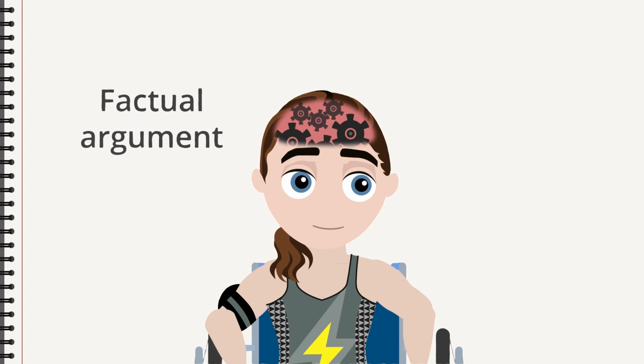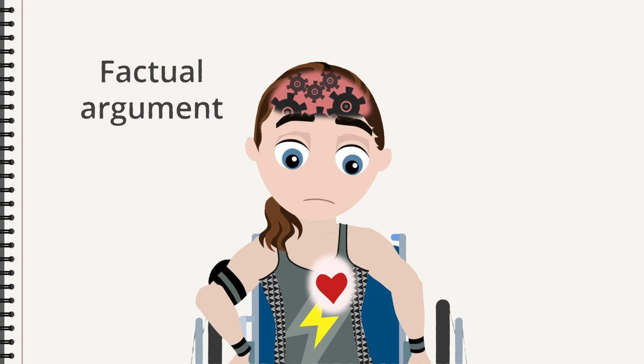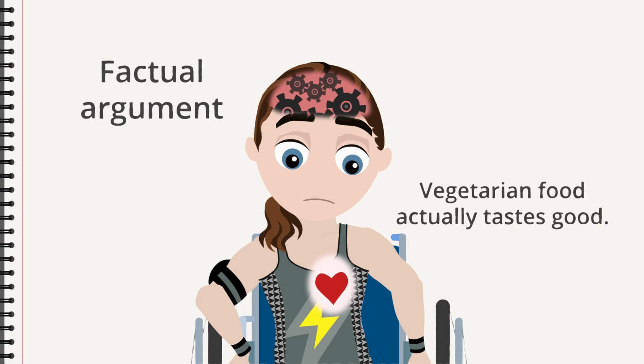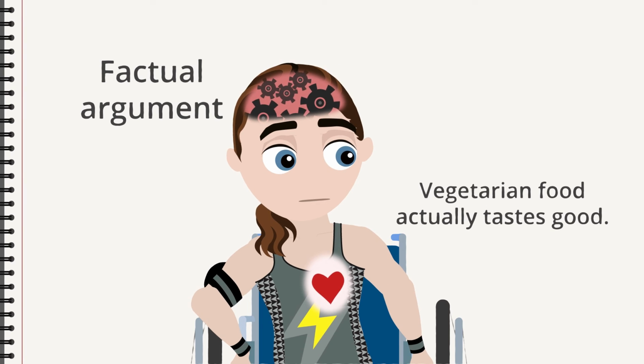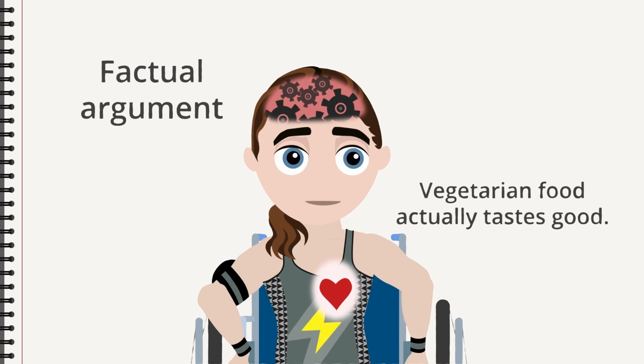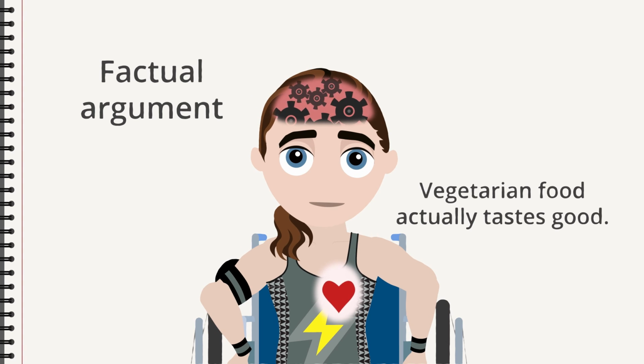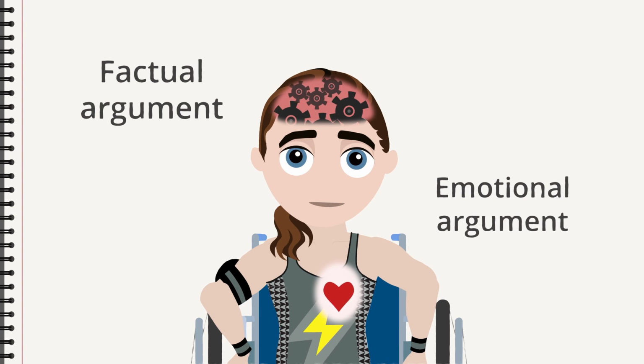To influence how someone feels, you use a different kind of argument. When you say that vegetarian food actually tastes good, that's a personal view. There are no facts to support it. It's only a matter of emotions. That is why it's called an emotional argument. It's smart to use both factual and emotional arguments.